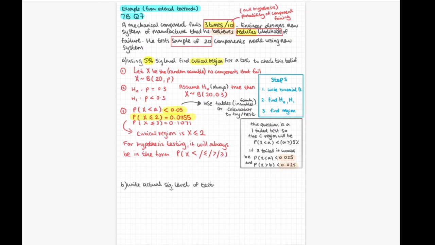So for hypothesis testing, it will always be in the form of P(x less than a certain number) is less than the significance level. So just remember that the inequality sign is always less than. I always made the mistake, so just in case I'm not the only one, I might just say it.